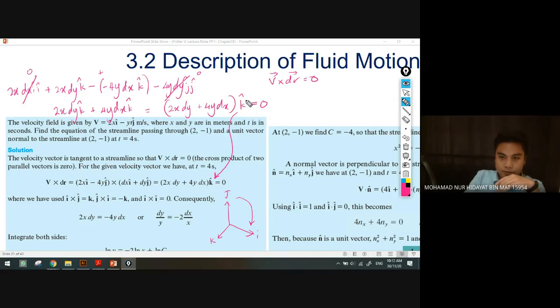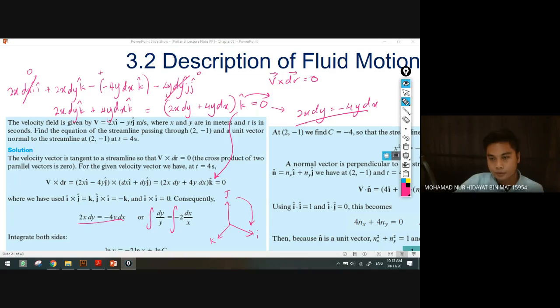So when this is 0, you transfer this one equal to 0. Finally, you get 2x dy equal to negative 4y dx. From this term, it will be like this. And then you rearrange dy over y equal to negative 2 dx over x. Why do you need to rearrange? Because you are going to integrate both sides. This is with respect to y and this is with respect to x.